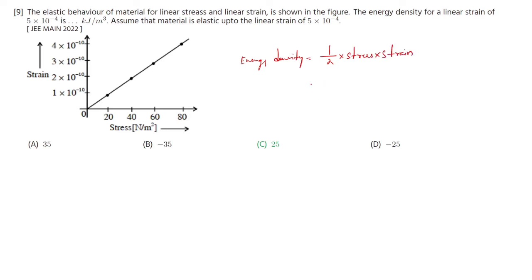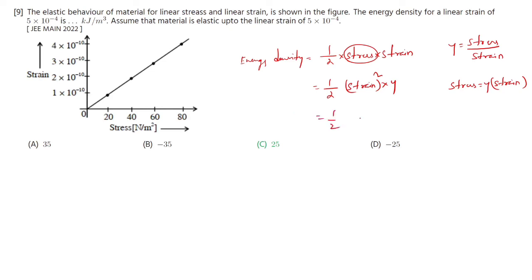Okay, so here we know that Young's modulus Y is equal to stress divided by strain. So from this, stress can be written as Y into strain. If you substitute it in place of stress, energy density can be written as 1 by 2 into strain square into Y. The strain they have given is 5 into 10 power minus 4 whole square, and Young's modulus we should get from the graph.